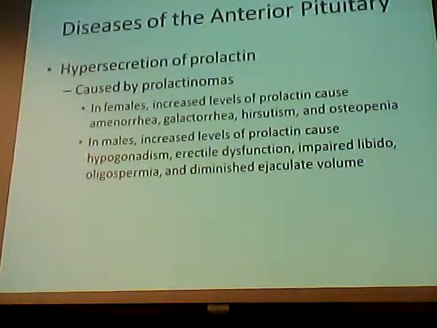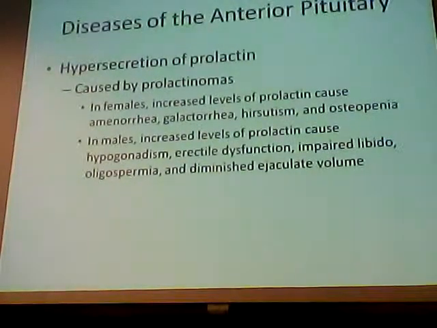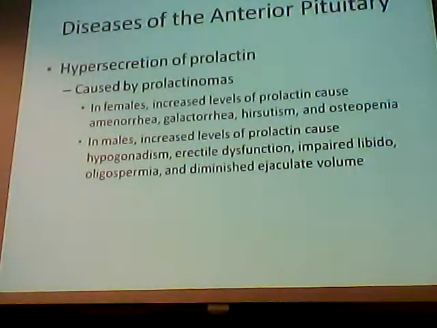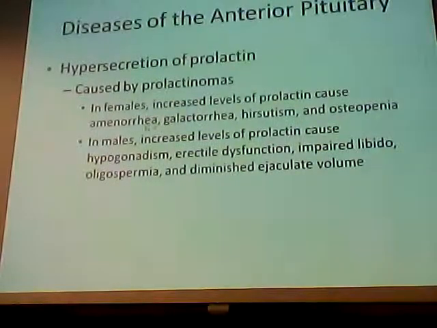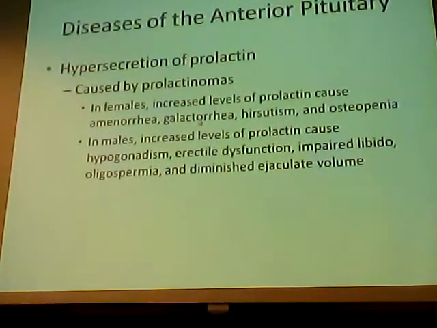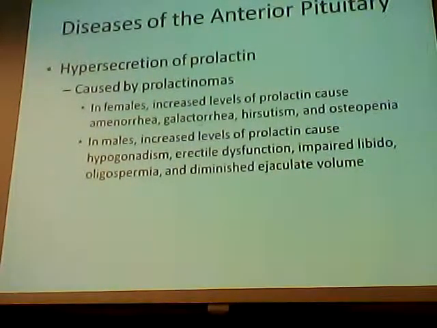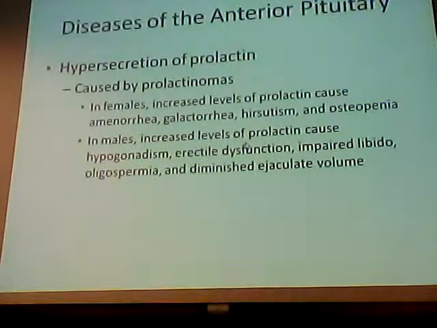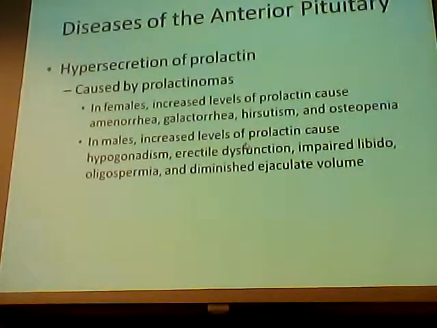Okay, prolactin. Prolactin is for milk production. If you produce too much, it can cause different syndromes in females, like amenorrhea, so not having a regular period, hirsutism, osteopenia, so weak bones. And then in males, you can have problems with sex function.